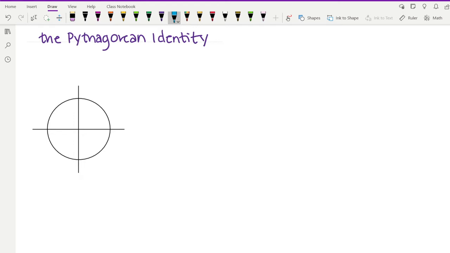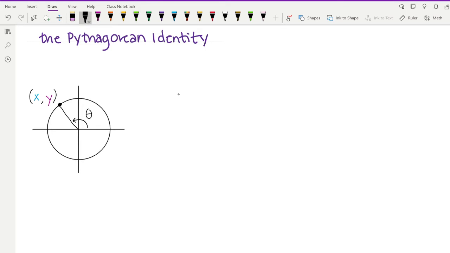So first thing I want to do is just kind of label some point on this circle, just some random point x, y. So I'm just going to pick some point over here, and let's say that we have some angle theta. So we know that we can label this point with an x coordinate and a y coordinate, whatever those coordinates might be.